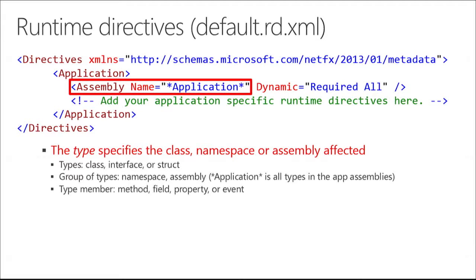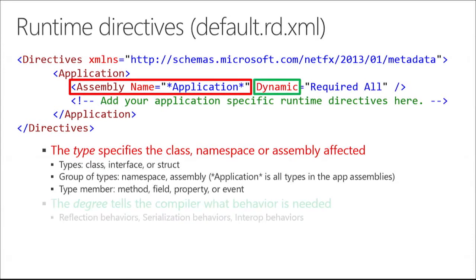This is the type specification. This says the class, the namespace, the assembly, what's the scope that this particular directive line should address. And the types can be classes, interfaces, structs. You can have groups of types like namespace or this magic thing here, application star application. Or you can go down to type members, methods, fields, properties, events.